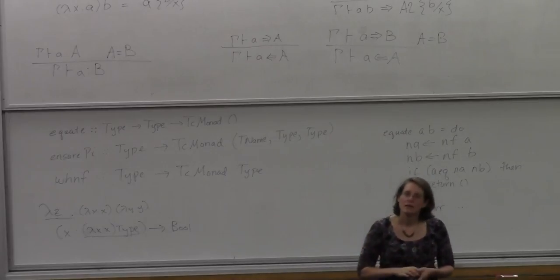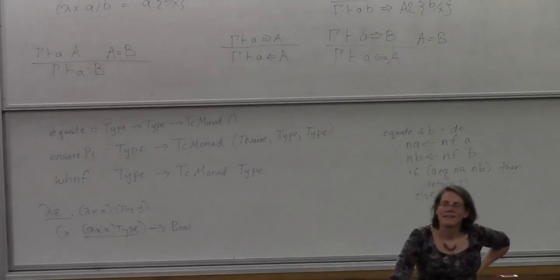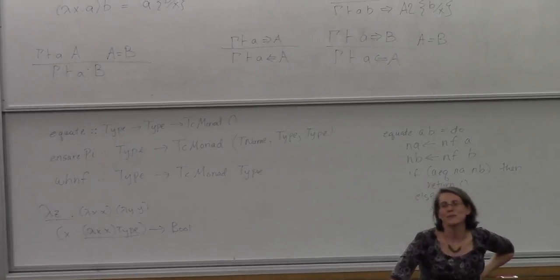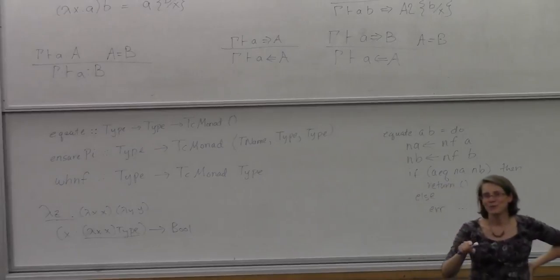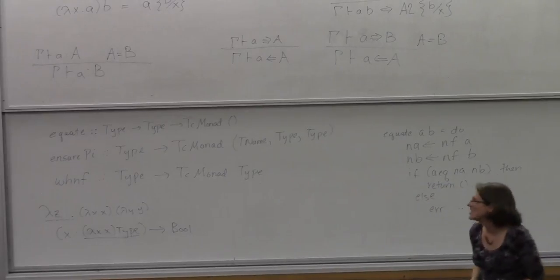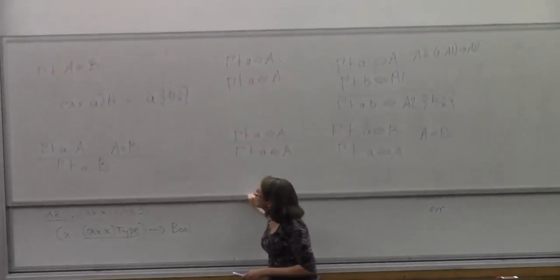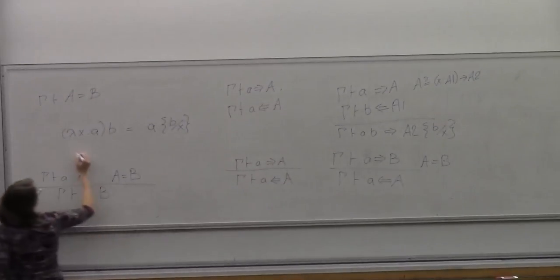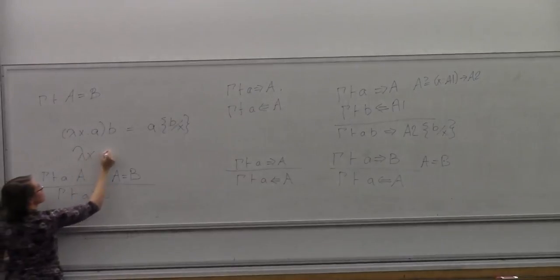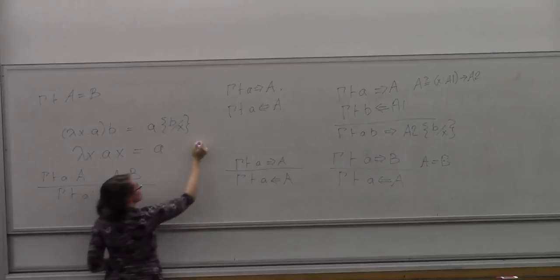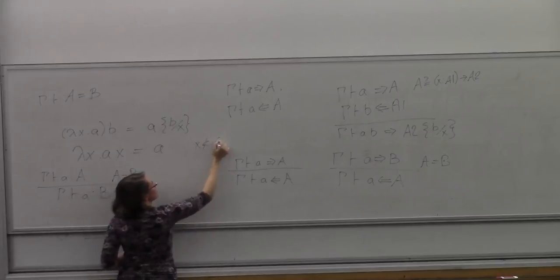Yeah? So this doesn't tell us that quicksort is equal to bubble sort. Well, okay, so what you're asking about, I will rephrase your question. What you're asking about is, what about this rule for equality? Lambda x. a x equal to a, with the side condition that x is not a free variable in a.